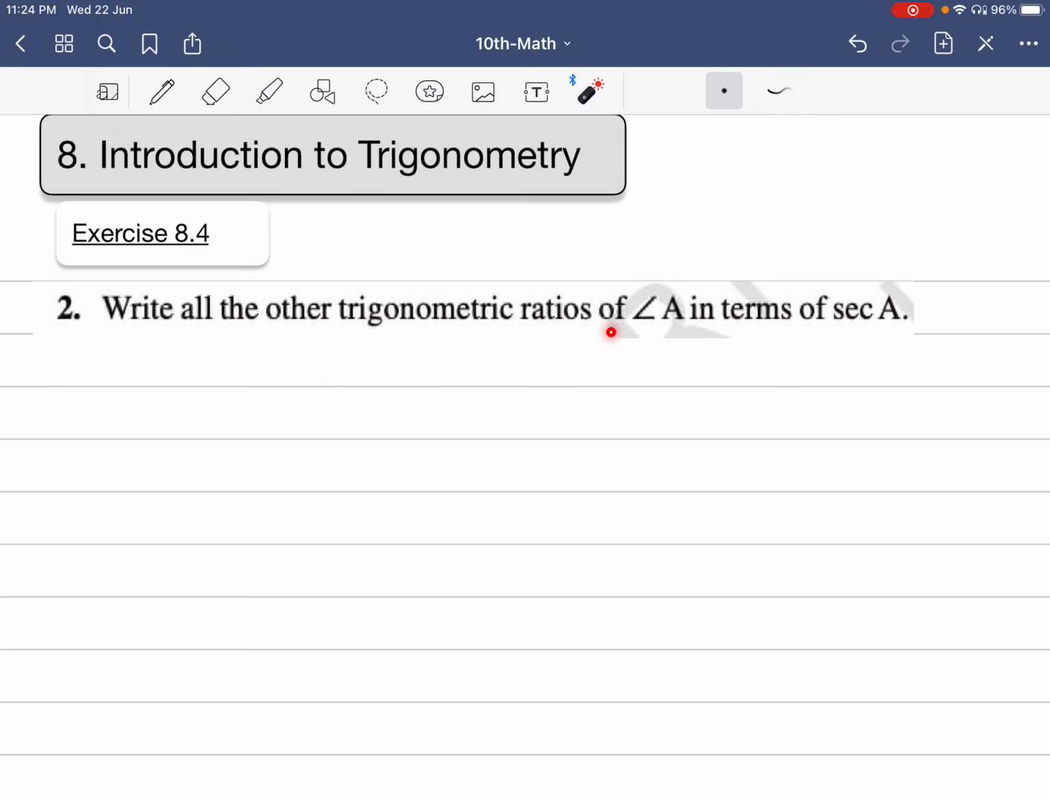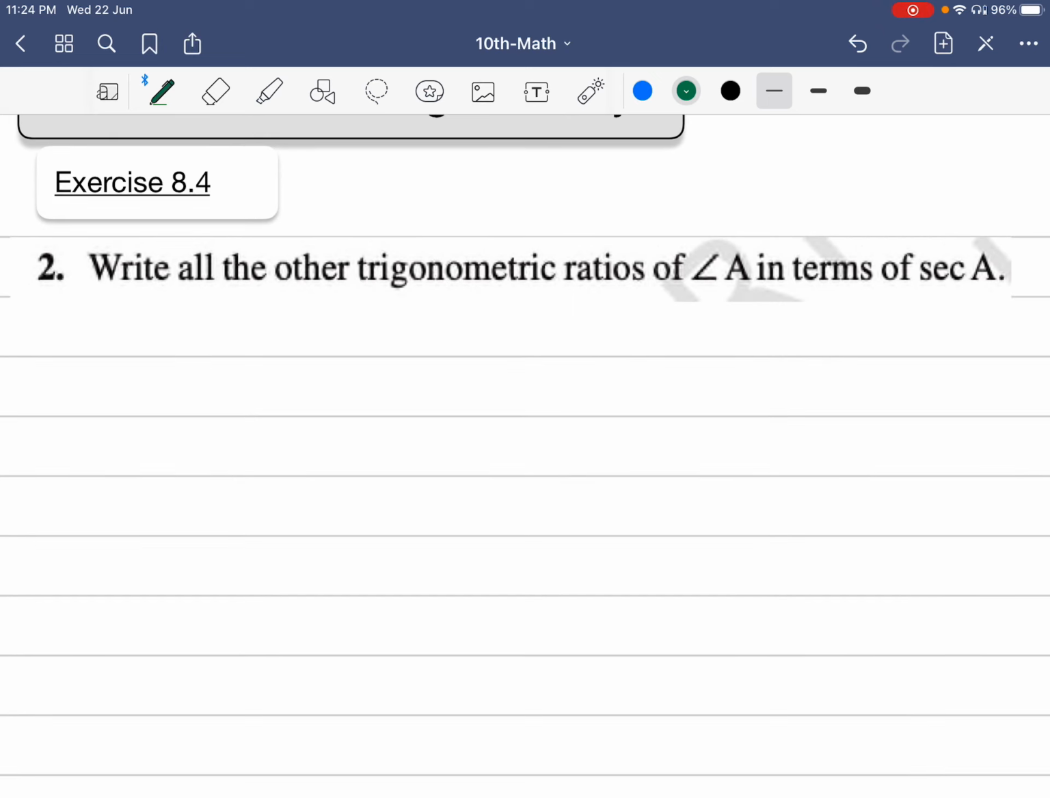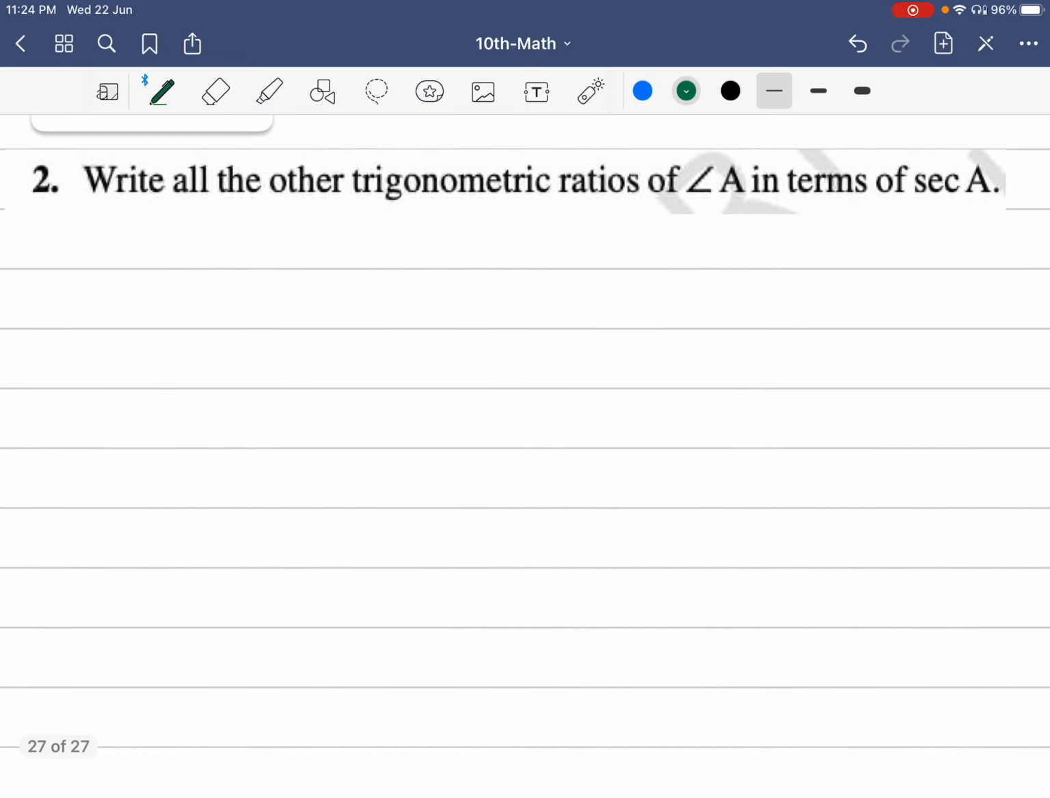Okay, so we know that there are 6 trigonometric ratios, and now this question says that except sec of A, 5 will be remaining, all of them should be expressed in terms of sec of A, some expression of sec of A. So first and foremost, let's list down all the 6 trigonometric ratios. So we have sine of A, then we have cos of A, and then we have tan of A, and then we have sec of A, we have cosec of A, and then we have cot of A.